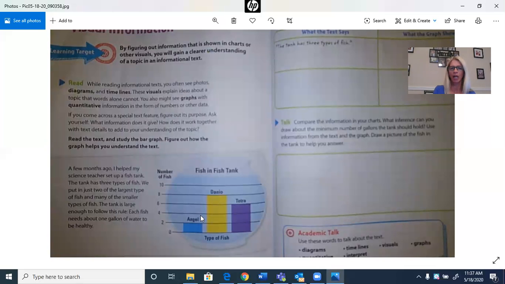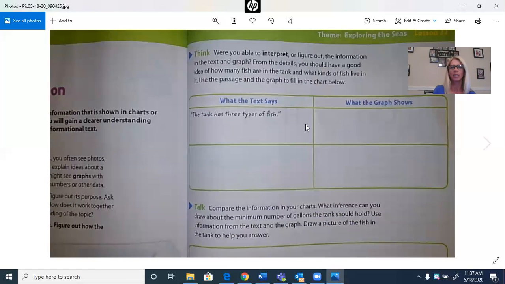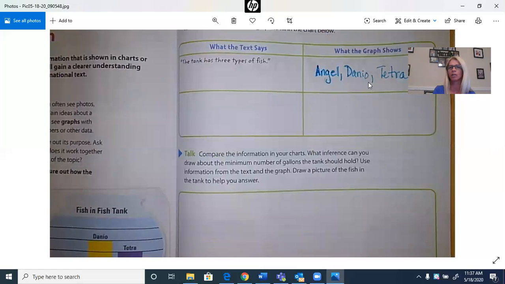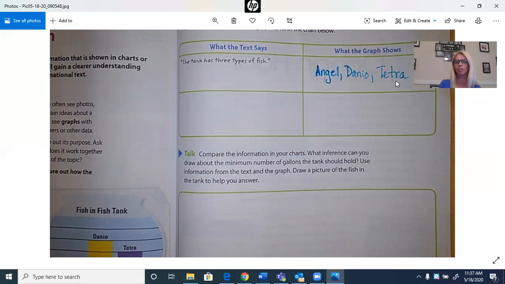And here's our fish tank. So it's telling us how many fish are going to be in that tank. So it says the tank has 3 types of fish. So we know those 3 types were angel, danio, and tetra. It gives you those 3 types of fish right there. So what else does the text say?